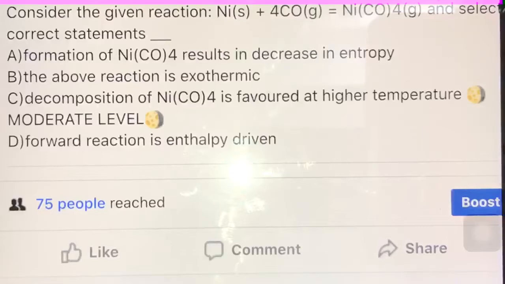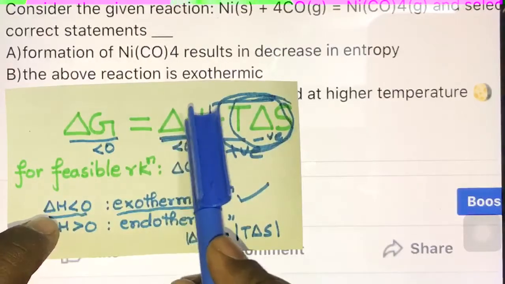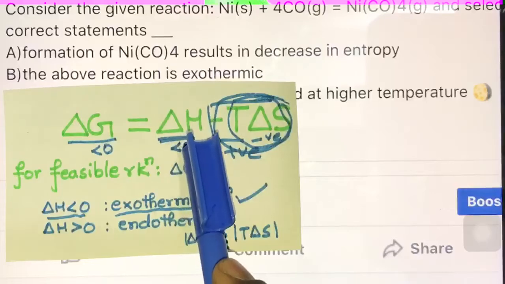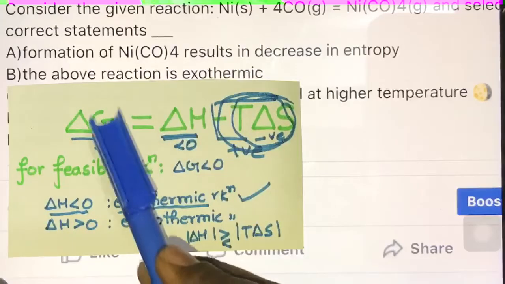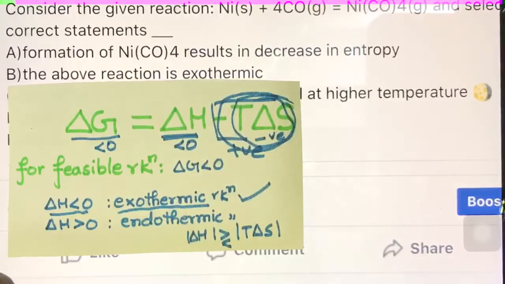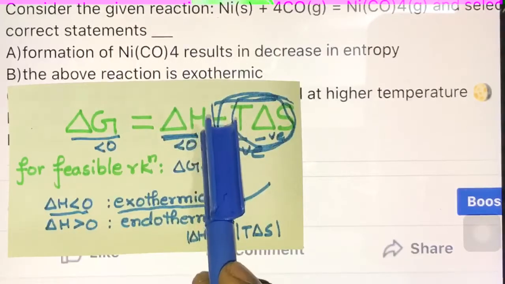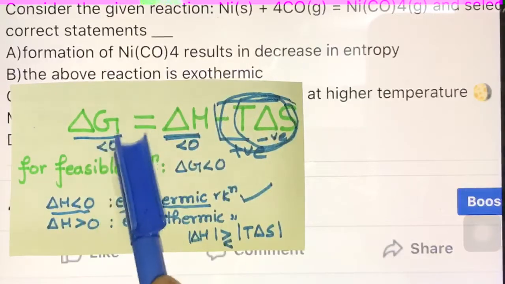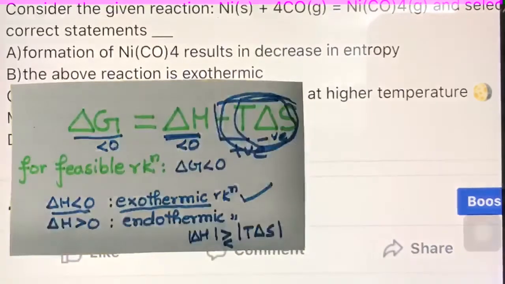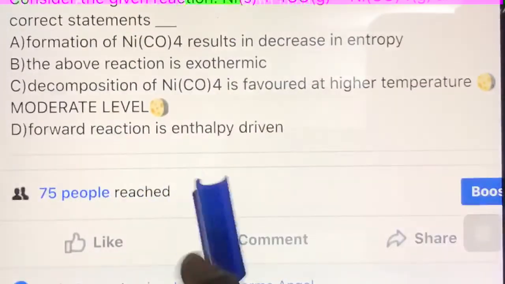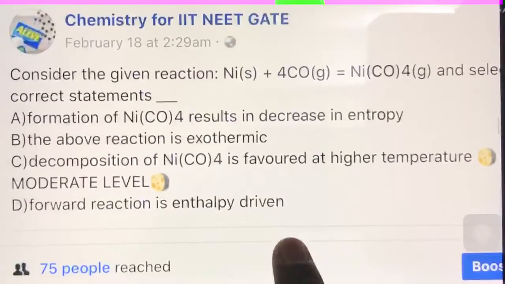Now, the forward reaction is enthalpy driven. This is also correct, because due to this delta H term, since it is negative, the reaction is feasible. If delta H were positive, then delta G would be positive and the reaction would not be feasible. So the reaction is feasible because of this delta H, which is less than 0, and that is the reason delta G becomes less than 0 and the reaction is feasible. So this reaction is enthalpy driven, not entropy driven. So the fourth option D is also correct. So all the options A, B, C and D are correct for this particular question.